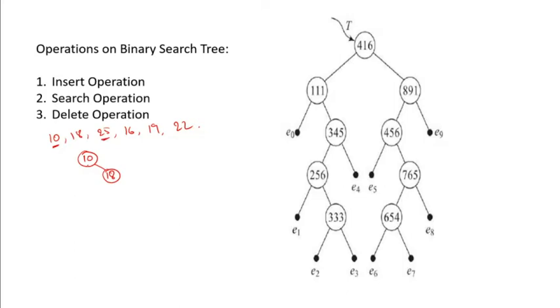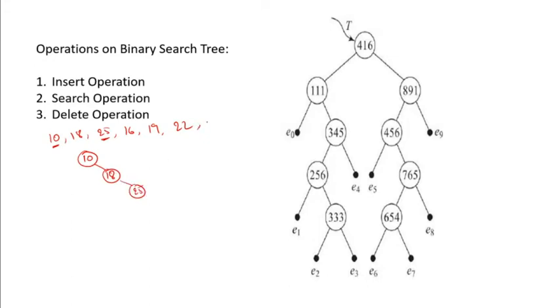You compare 25 with 10 and find that it is not equal, and 25 is greater than 10. You jump to the right subtree because it is greater. You compare 18 with 25 and find that 25 is also not equal to 18 and it should be greater than 18. So you will be placing your 25 here.